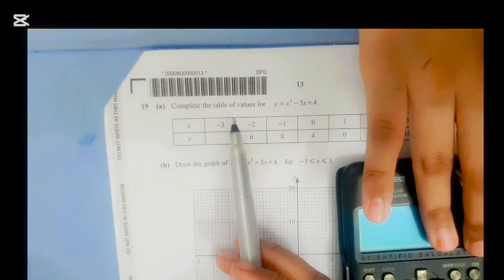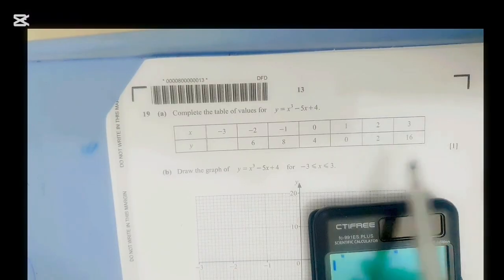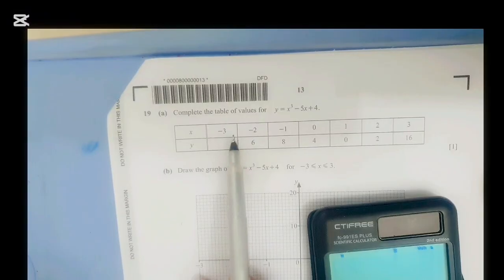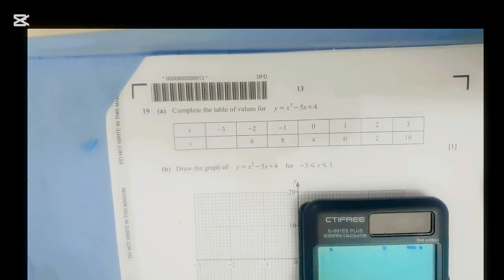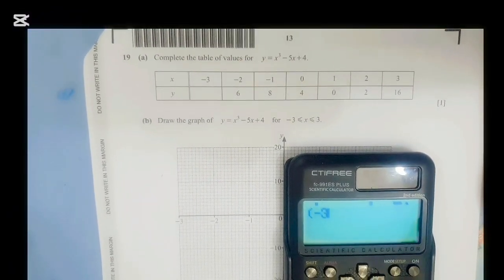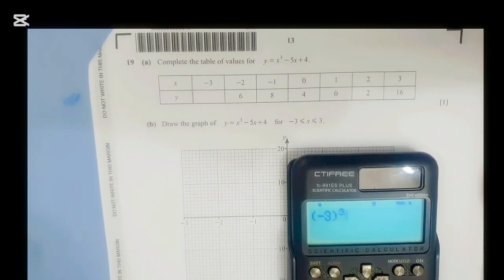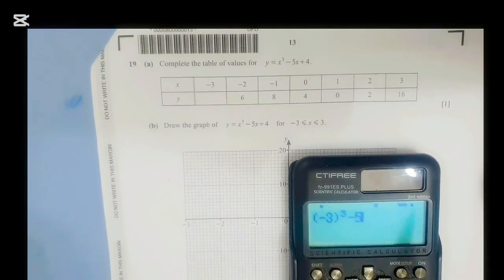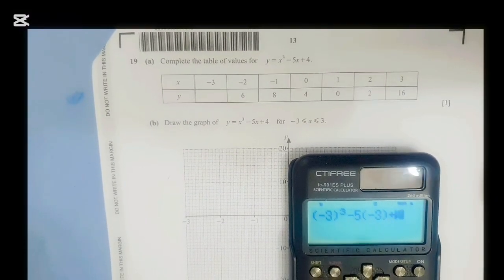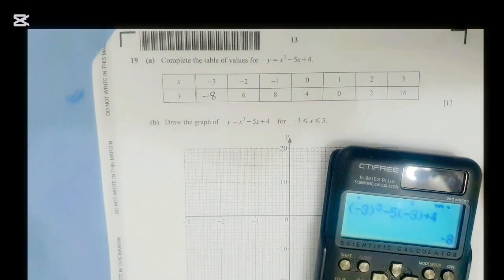Complete the table of values for y equals x cube minus 5x plus 4. So see here, the table is given and we have to find the value of y. So we are going to use this formula, and the value of x is given as minus 3. Just put minus 3 in that. So write minus 3 and write cube over it. Then minus 5, the value of x is again minus 3, plus 4. So the value of y is minus 8. So write minus 8. Simply we have done part 1.